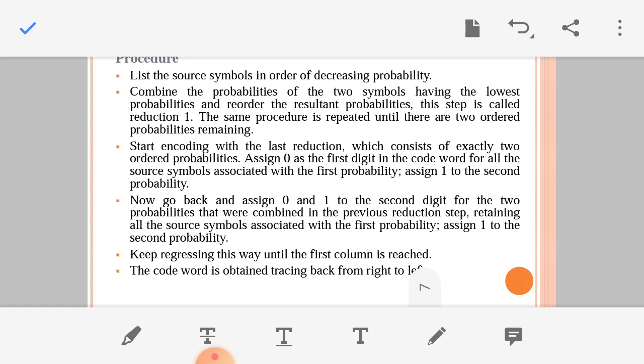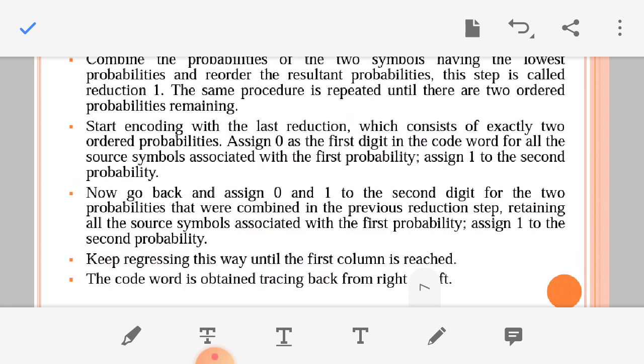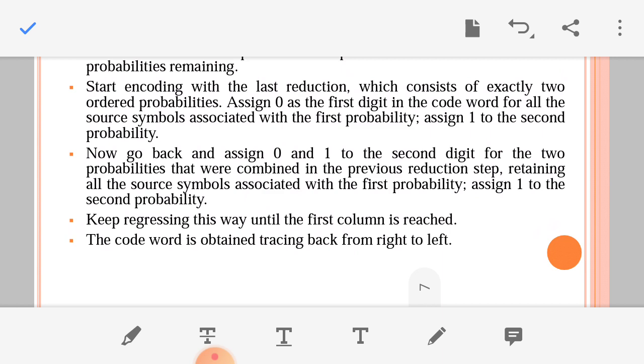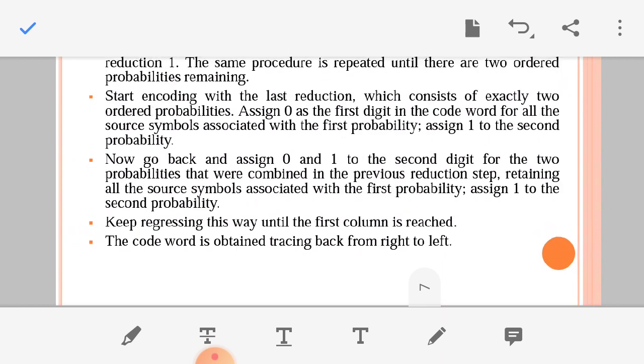Now go back and assign 0 and 1 to the second digit for the two probabilities that were combined in the previous reduction step, retaining all the source symbols associated with the first probability, and assign 1 to the second probability. Keep regressing this way until the first column is reached. The code word is obtained by tracking back from right to left.